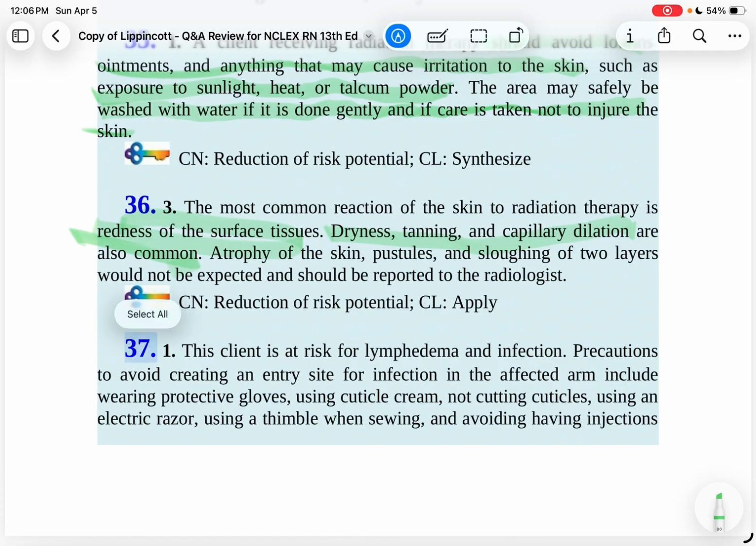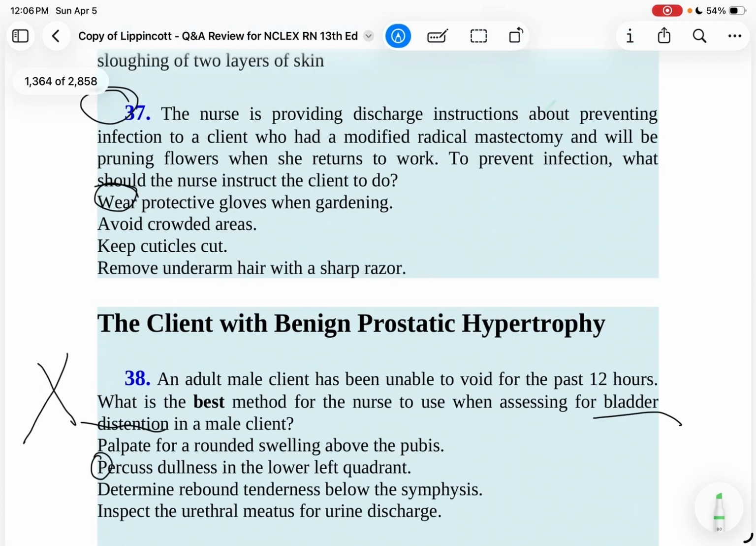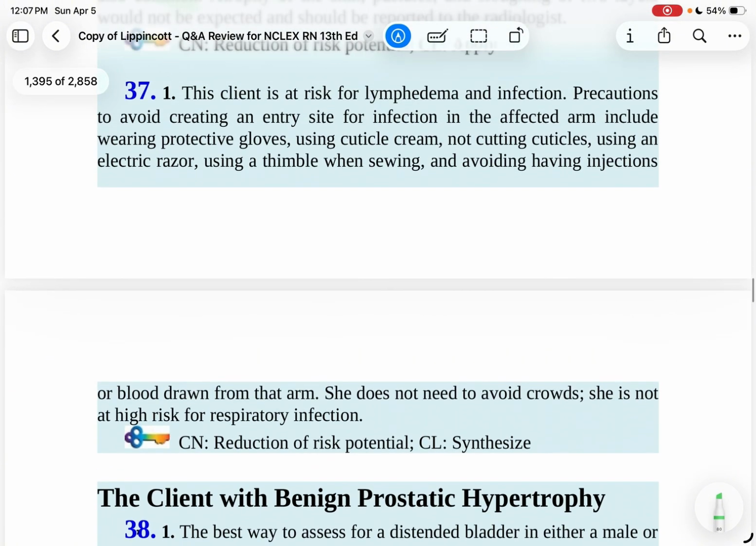The nurse is providing instructions about preventing infection to a client who had a modified radical mastectomy and will be pruning flowers when she returns to work. To prevent infection, what should the nurse instruct the client to do? Wear protective gloves when gardening, to be specific when pruning. Protection avoids creating any entry point for infection in the affected arm. Wear protective gloves, use cuticle cream, and do not cut cuticles.